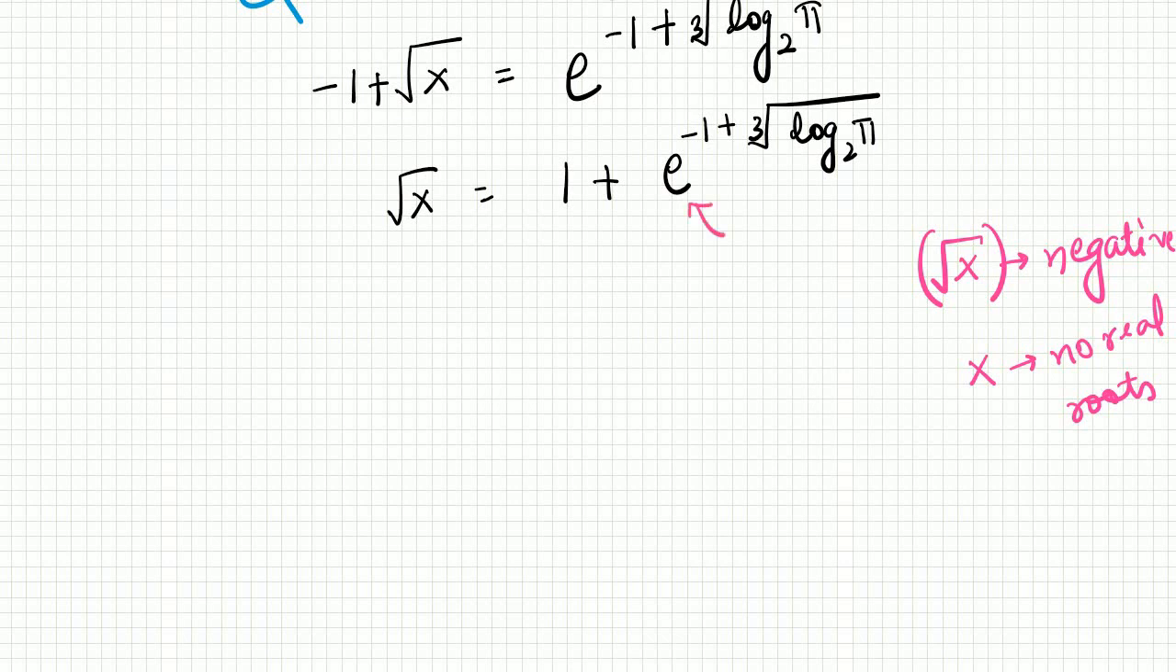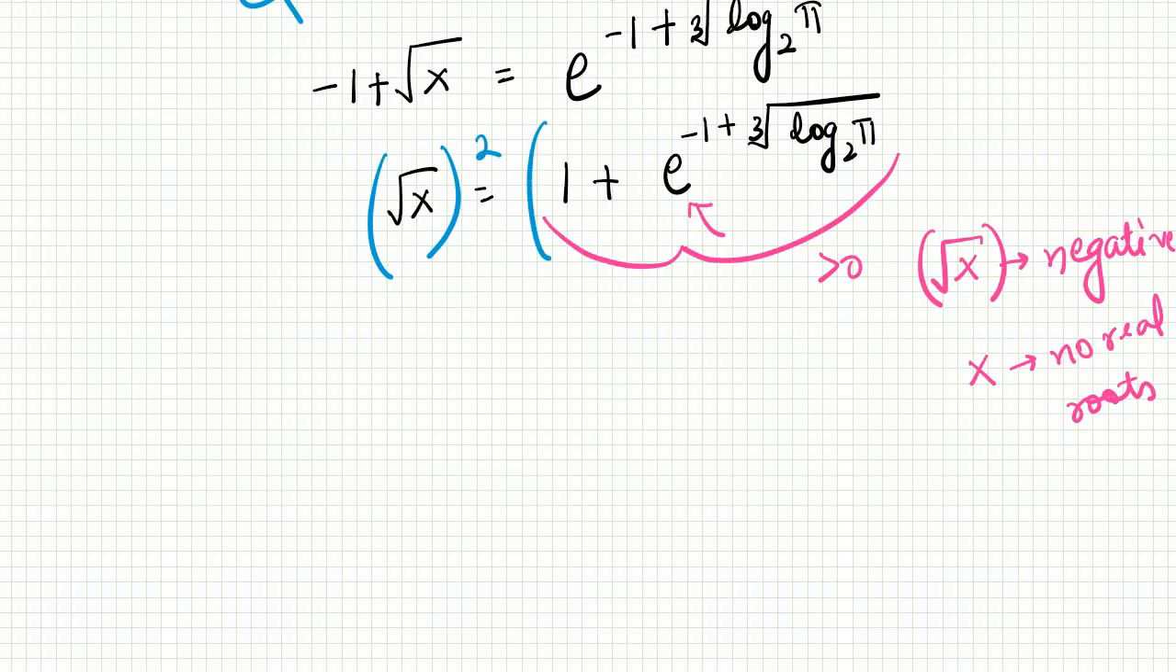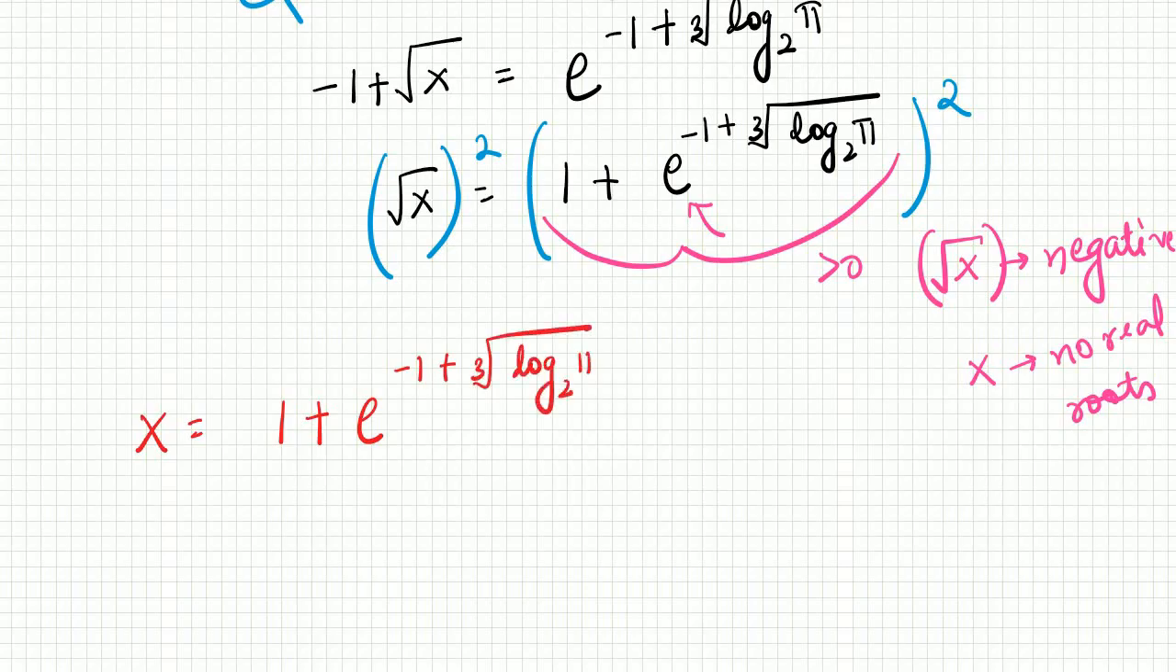This is 2 point something, and any power you take of e gives you a positive, plus 1. The whole thing is giving you a positive. Hence, we can square both sides. So let's square both sides. The whole thing is squared, and your final answer becomes x equals (1 plus e to the power of minus 1 plus the cube root of log base 2 of pi) whole squared.